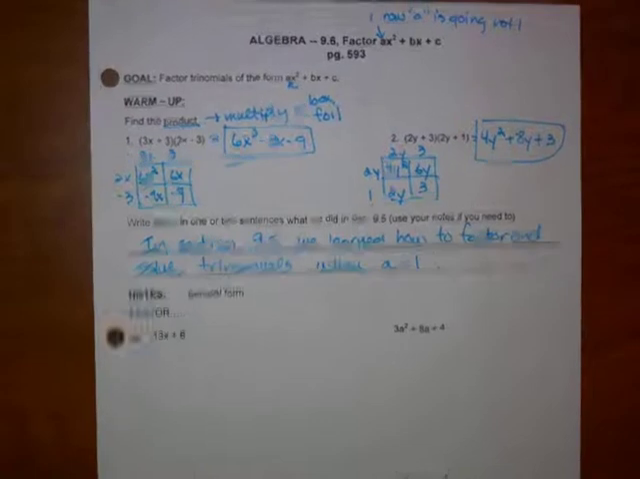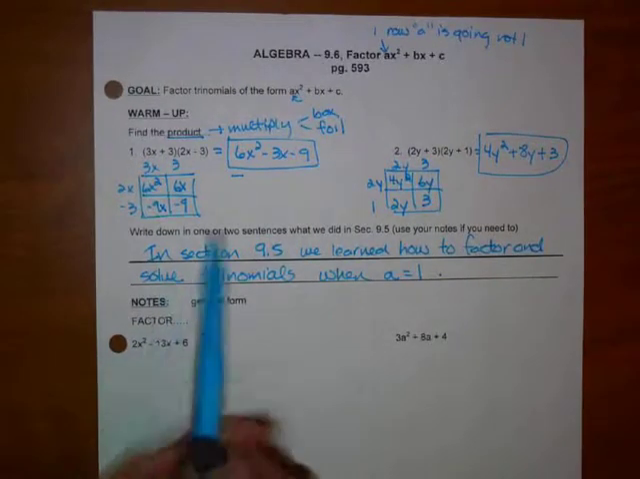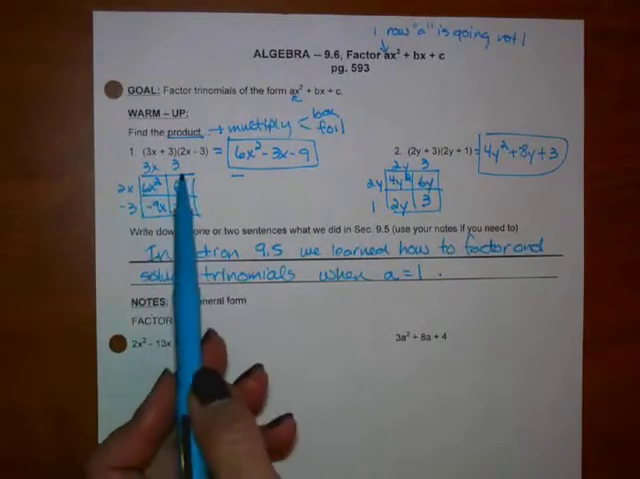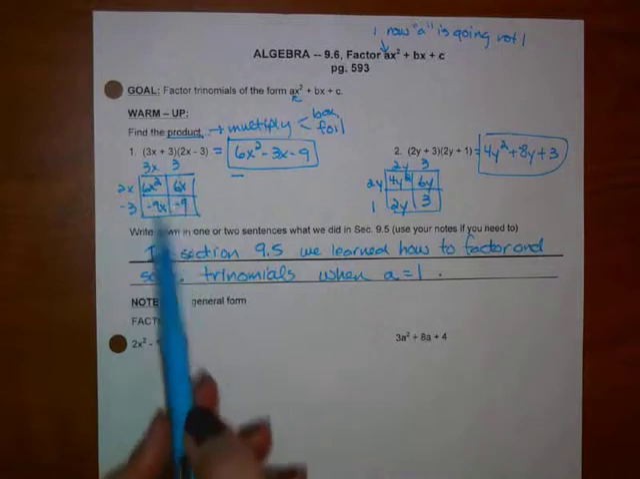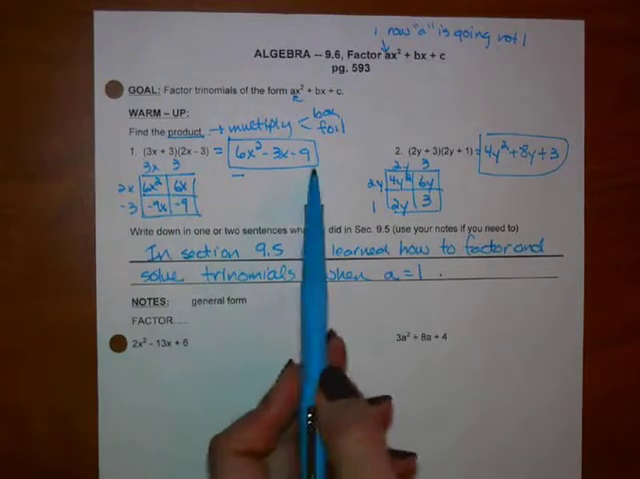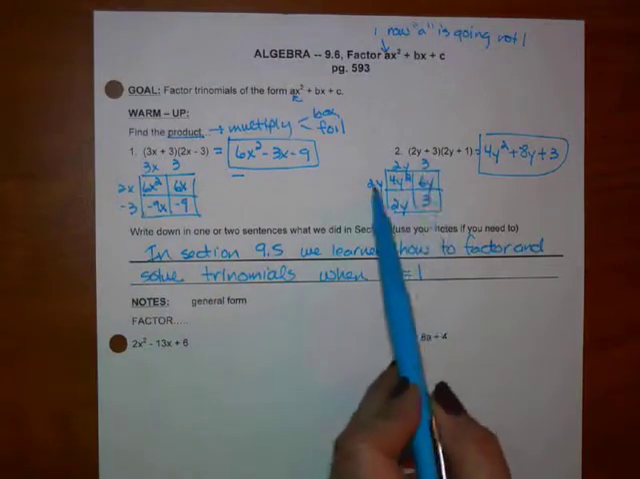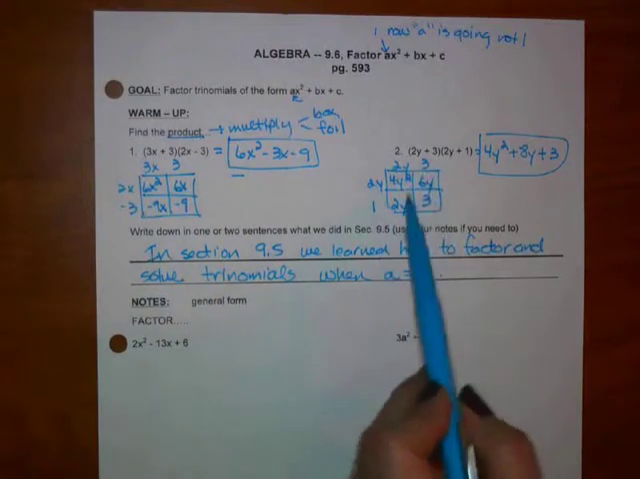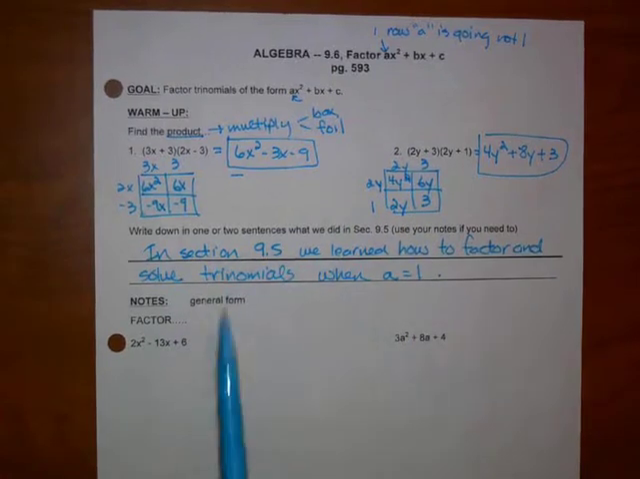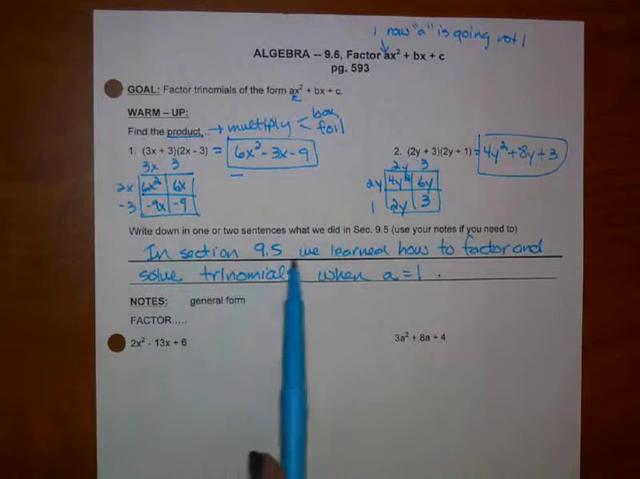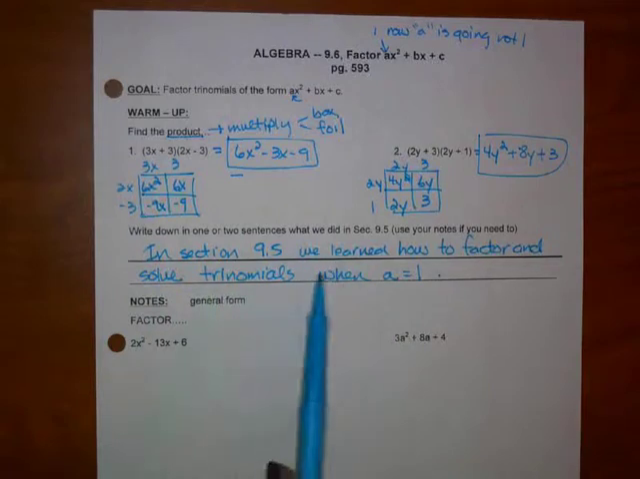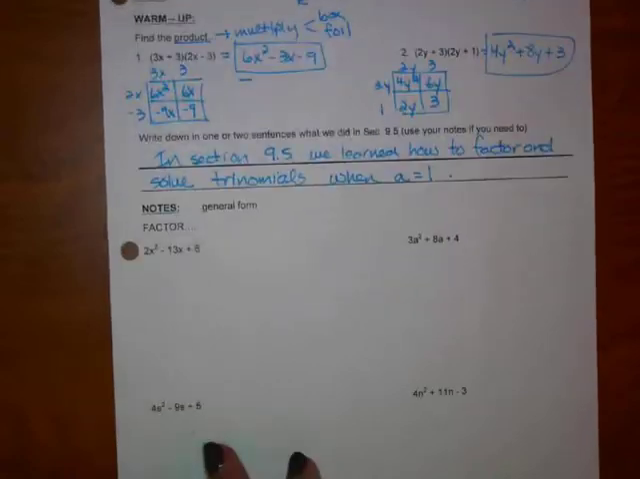Okay, so this is hopefully what you got when you did those 2 problems. I made the box. I put 3x plus 3 here, 2x minus 3. This is the box, and this is what you get when you combine the like terms. Same thing here, 2y plus 3, 2y plus 1. When you do the box, you end up getting this. And then hopefully you said something like, in section 9.5, we learned how to factor and solve trinomials when a equals 1.